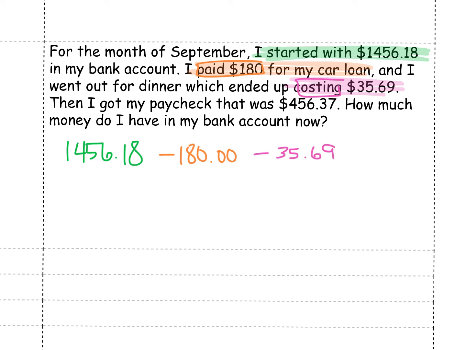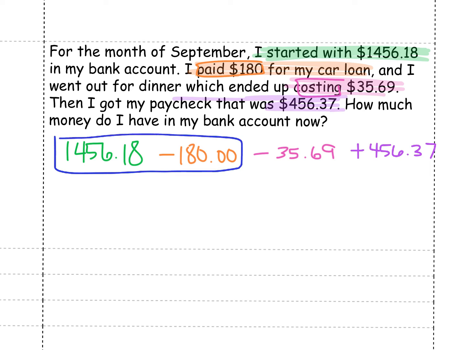And then finally, I got my paycheck. That was $456.37. So if I get a paycheck, I'm going to be adding that to my bank account. $456.37. How much money do I have now? So what you need to do is go through and solve this for me. Start with 2 at a time. So I would start by taking these first 2 values.